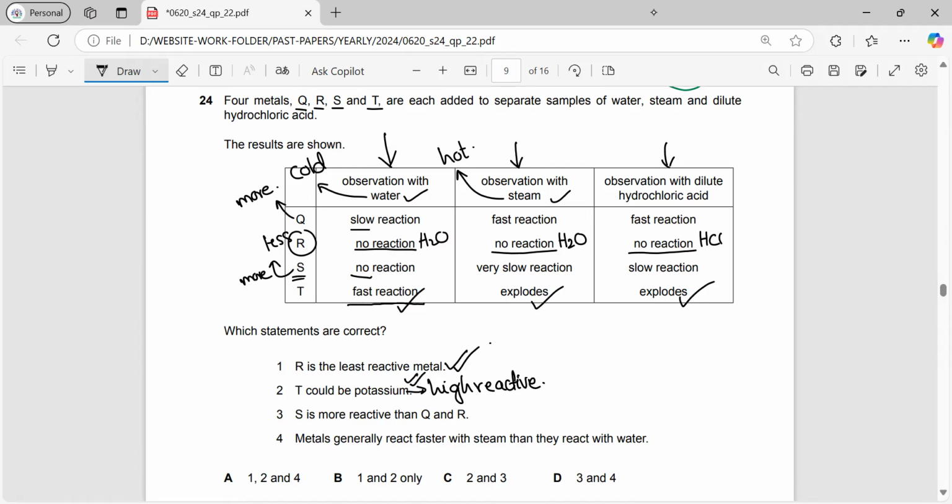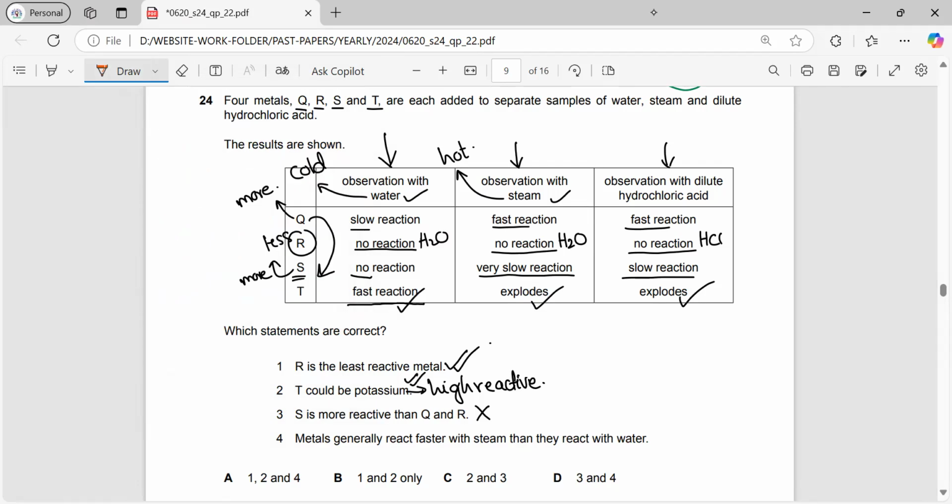Also, S is reacting very slowly with steam, but Q is giving a fast reaction with steam. With hydrochloric acid also, S is a slow reaction, and with hydrochloric acid, Q is giving a fast reaction. It means Q is more reactive. But here in statement 3, it's written S is more reactive than Q. So no, Q is more reactive than S.